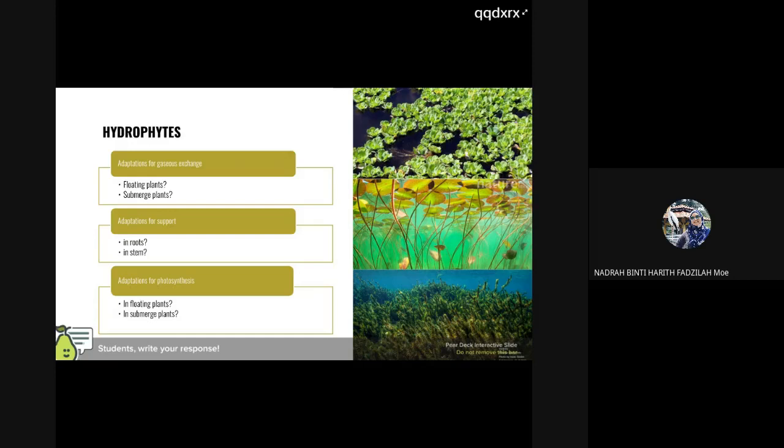This is to prevent water from entering the leaf. Can you describe the adaptation for gaseous exchange in submerged plants? Kita buat adaptation for gaseous exchange dulu untuk submerged plants. Okay, yang saya tulis tadi saya akan update juga sekejap ya.